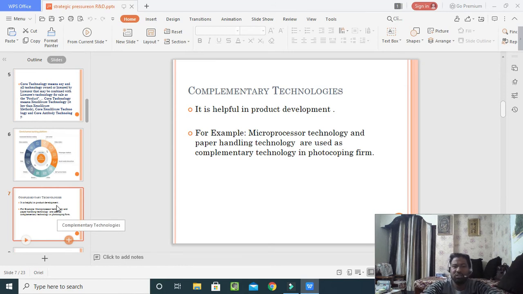Now we will go for the next one, that is the complementary technologies. Complementary technologies are helpful in product development. Whatever new things have to be added to the product or removed from the product, this complementary technology will help the company. For example, microprocessor technology and paper handling technology are used as complementary technology in photocopying firms.